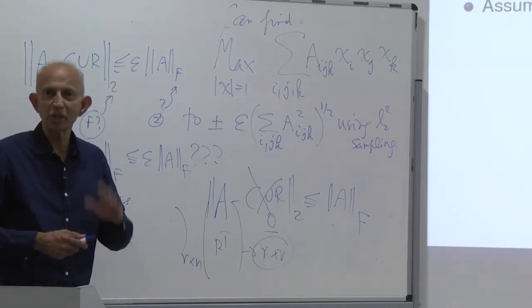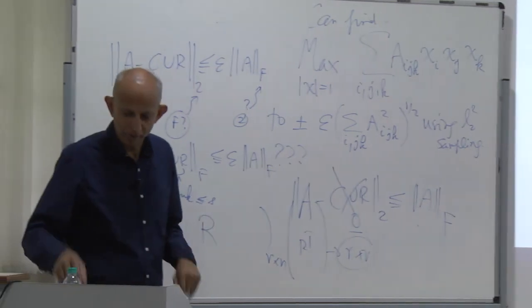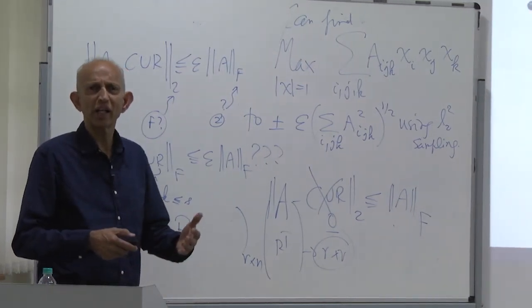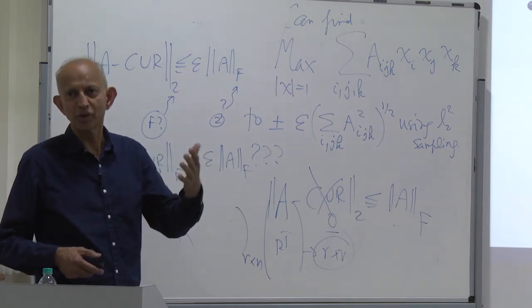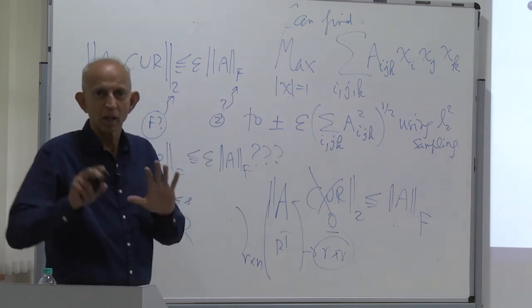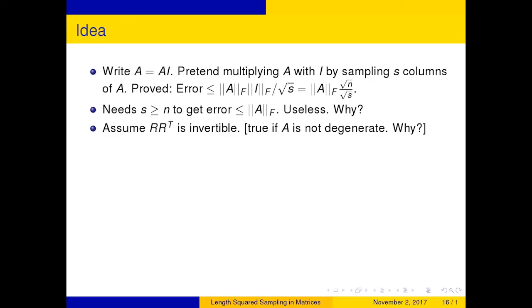This is likely to be invertible. Let's assume it's invertible for the moment. The proof works even if it is not. Why is it likely to be invertible? I pick a very small matrix, and if you're not degenerate, it should be invertible. If that's not obvious to you, don't worry, that doesn't matter. This is just an intuition. So R transpose, assume it's invertible.